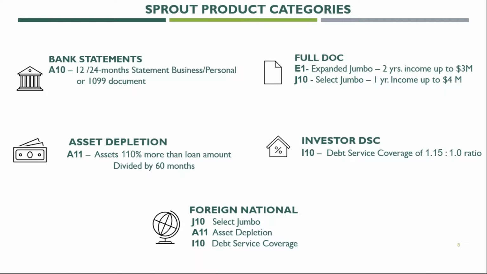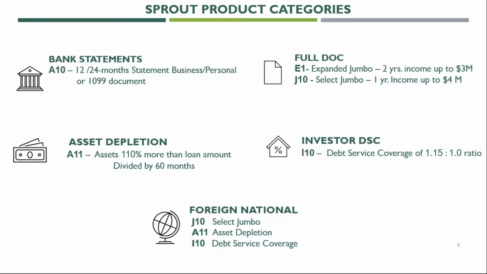Moving over to our full doc category, we'll start with our E1 expanded jumbo loan. This program offers loan amounts up to $3 million. Our J10 is our jumbo prime full doc program. It allows for 1 year of income documentation. We offer ARM terms on this program, and loan amounts go up to $4 million.